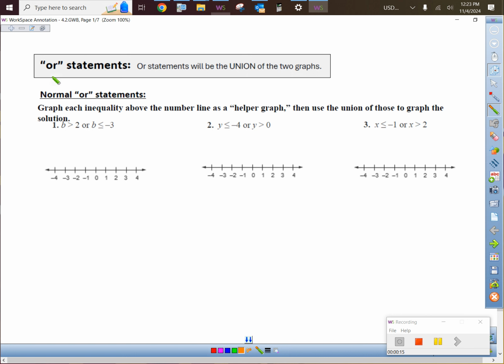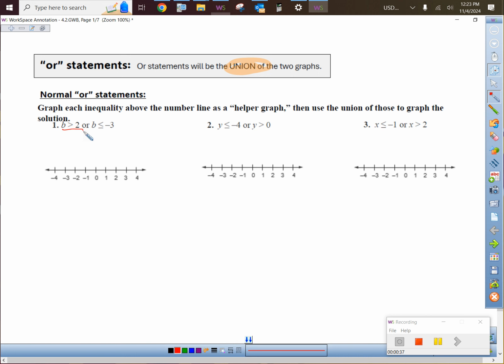Up in the box, or statements is the union of the two graphs that we have. So what I do is I created my own system where we're going to graph each one of these inequalities separately as what I call helper graphs. The reason why I call them helper graphs is they will help us get to the right answer. So they do not go on the number line.